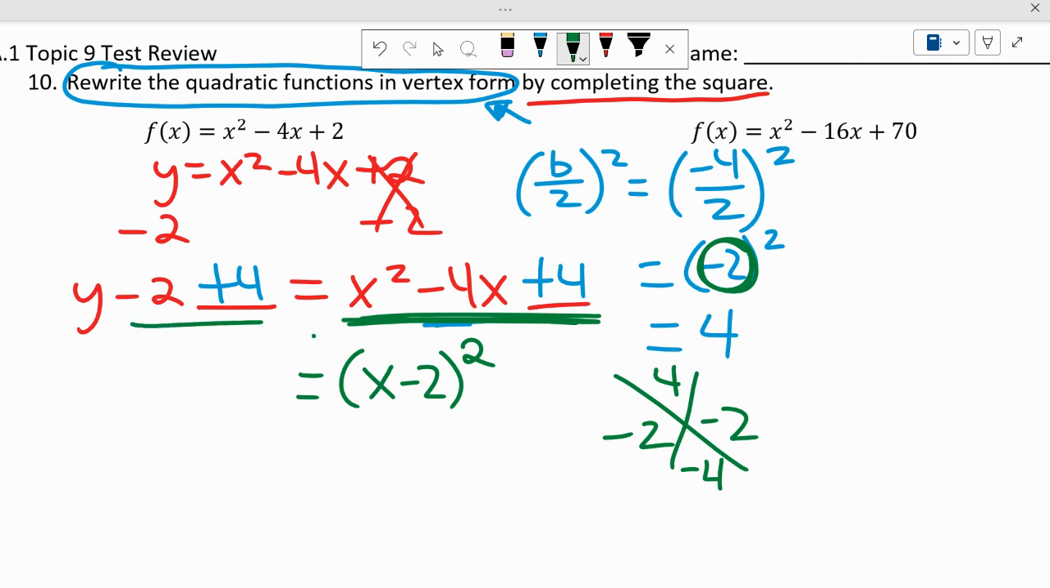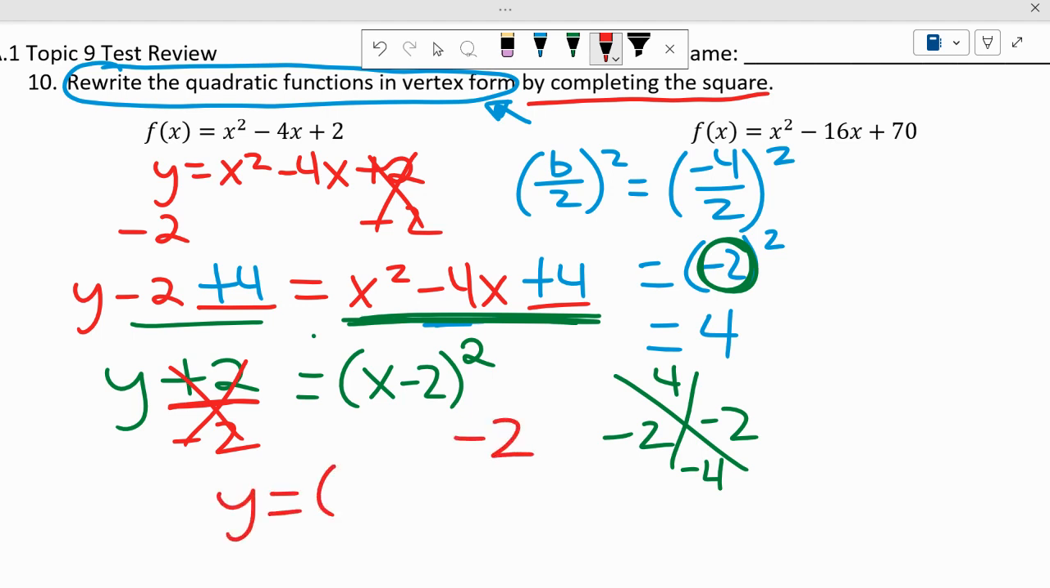On this side, we combine those. -2 plus 4 is +2. All right, almost done. I'm starting to see vertex form. The only thing left is this 2 shouldn't be there. The opposite of adding is subtracting, so I'm going to move it to the other side. y equals x minus 2 squared minus 2. You cannot combine those twos. One is shielded by the parentheses, so you just leave it on the outside.